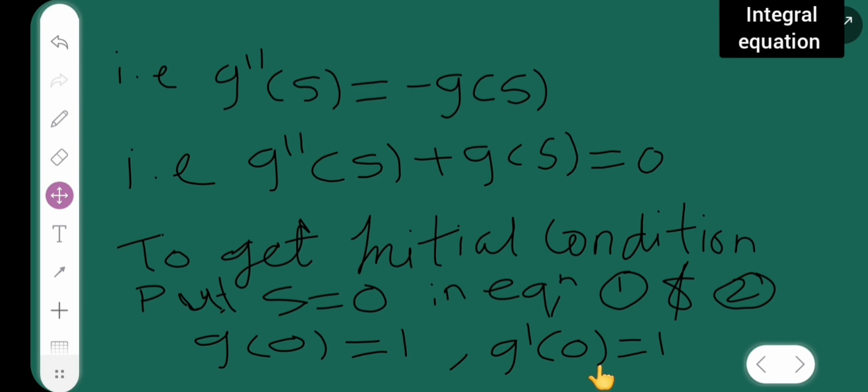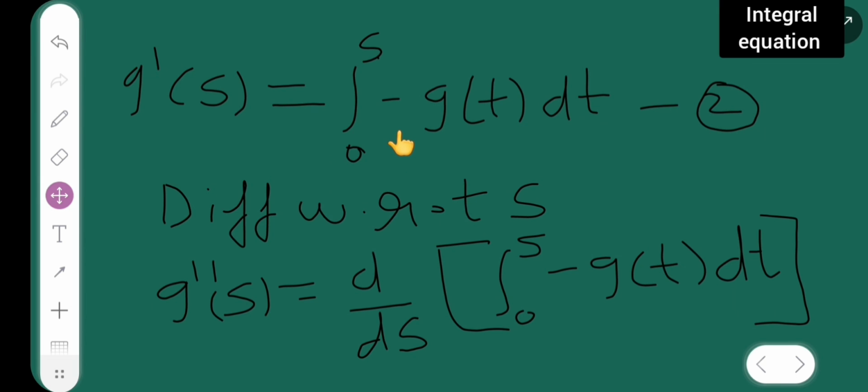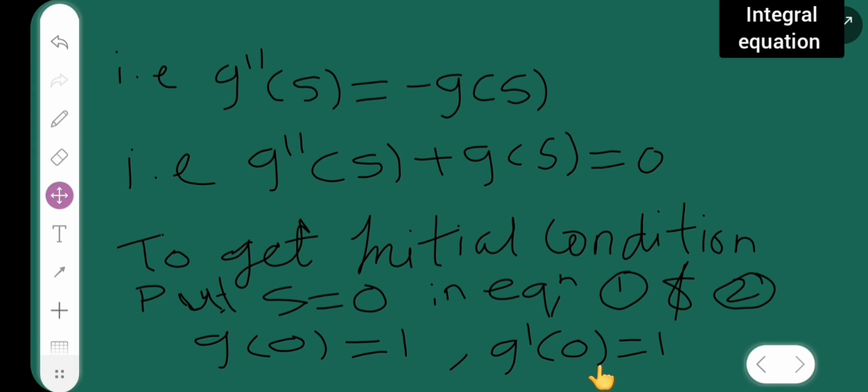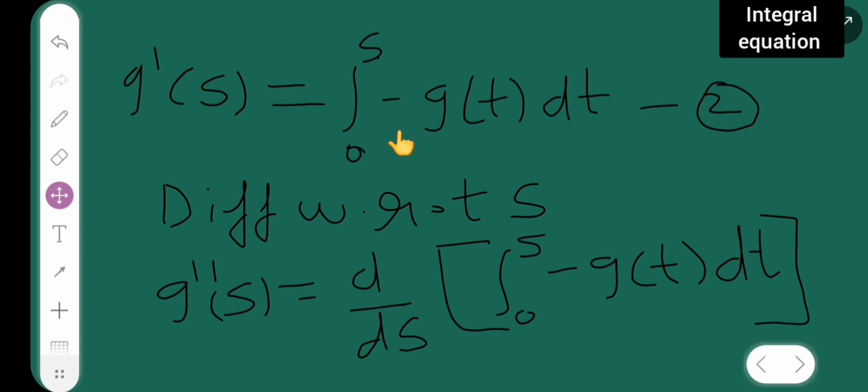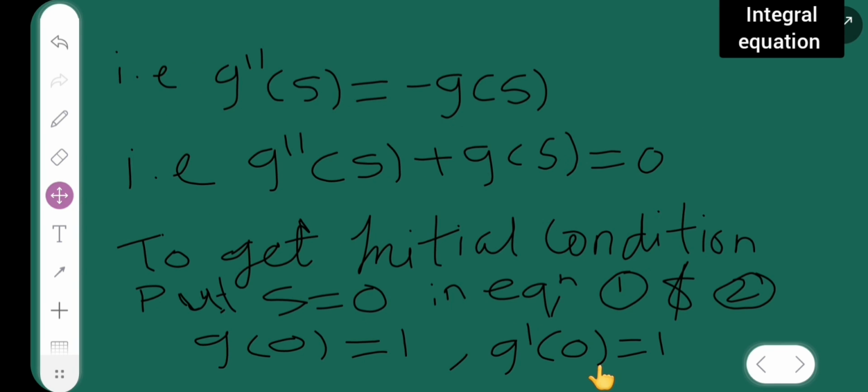And g dash of 0, that is from my second equation. In the second equation, I put the limit 0 only, right? So g dash of 0 is equal to, if I put 0, the entire integral will be 0 over here. If both the limits are 0, then everything is 0. So g dash of 0 will be equal to 0. So that's what I got here. g dash of 0 is equal to 0. Let me write down 0 over there. It is not 1, it is 0.